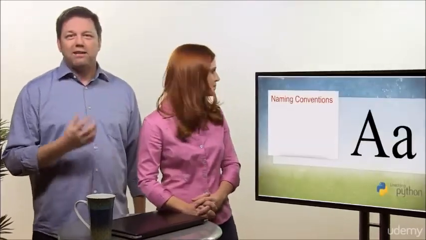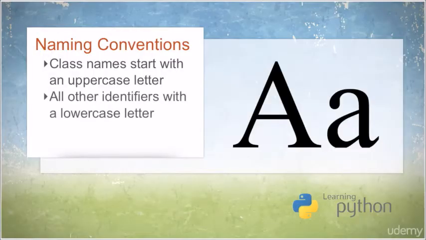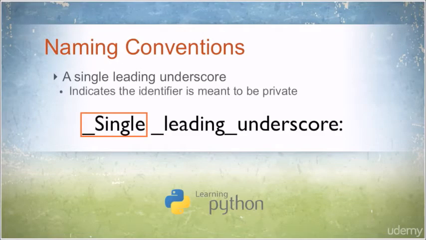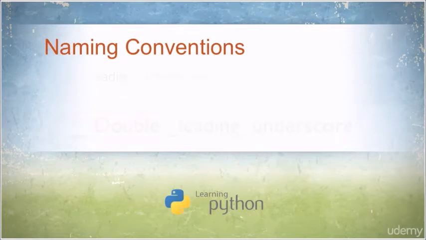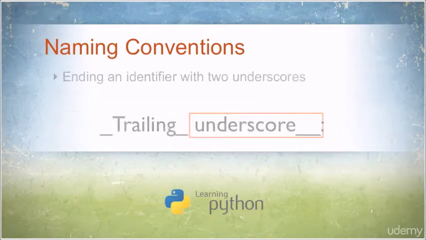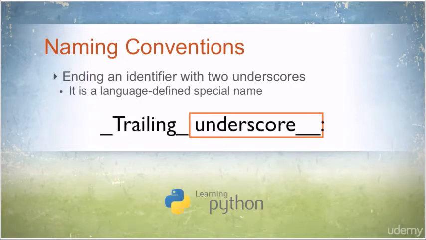Yeah, exactly. I think a good idea right now would be to show a list of a few naming conventions for Python. We'll throw them up on the screen here. Okay. Class names should start with an uppercase letter and all other identifiers with a lowercase letter. This is only a convention to help us understand and maintain code better. Now, if an identifier starts with a single leading underscore, then it indicates that the identifier is meant to be private. If it starts with two leading underscores, it indicates a strongly private identifier. Ending an identifier with two trailing underscores means that it is a language-defined special name.